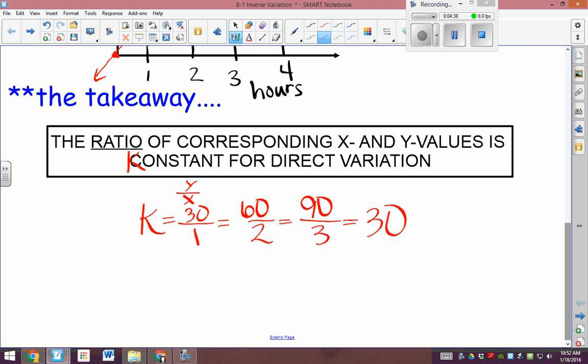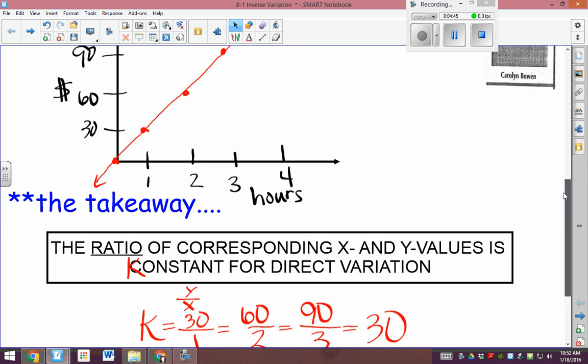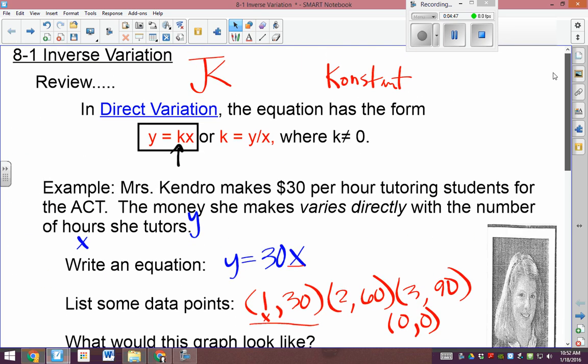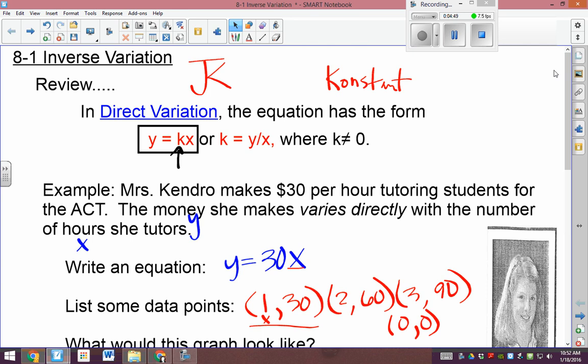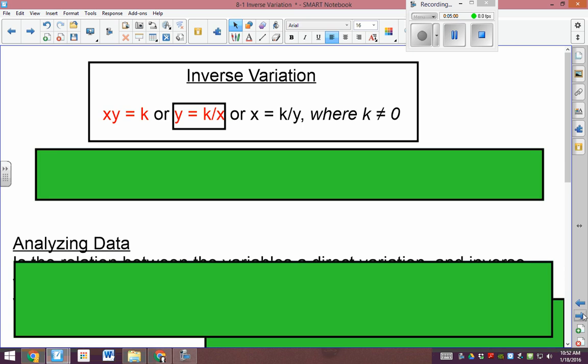Got it. So dividing all of the y's by the x's. That's direct. And if you look back to our original equation, that makes sense. That's just manipulating that original equation. So you could divide by x on both sides to solve for the k. Yep. Got it. So that's direct. So now we're going to switch gears.